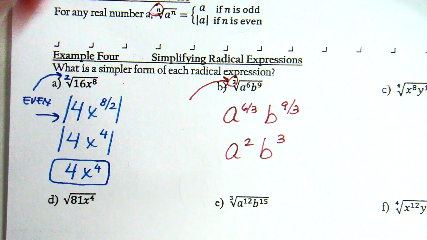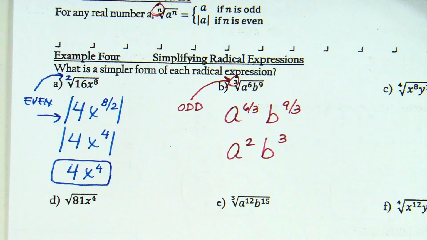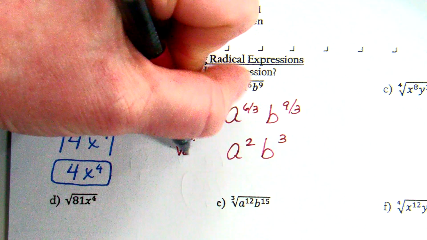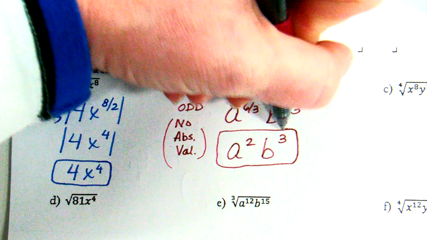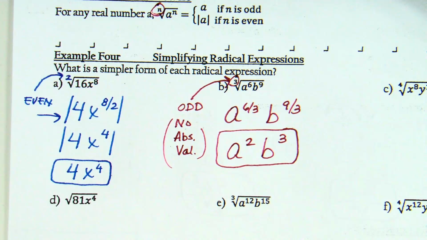Can cube roots have negative numbers? Yeah, remember earlier we did the cube root of negative 8, and the cube root of negative 8 was negative 2. Odd roots, the absolute value doesn't apply. Because it is an odd root, we don't even consider absolute value. That only applies on the even roots. So my answer is a squared b to the 3rd. Only focus on the absolute value when it's a square root, 4th root, 6th root.